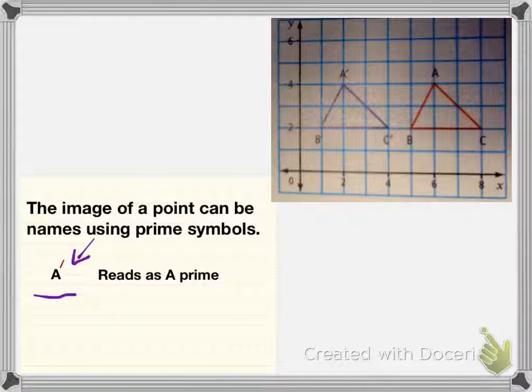So if we look at our picture in the top right hand corner, ask yourself which one was the original shape, and which one is the image. And we use that prime to help us. We see here that our blue triangle has the primes as their points are labeled. So that tells us that it was the image, and our original triangle was the red one, because there are no primes indicating that it's an image. So that was our original triangle.